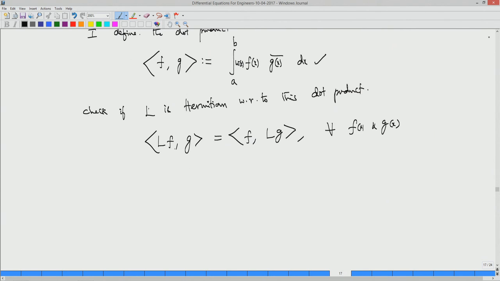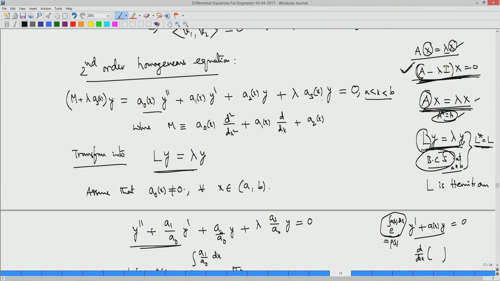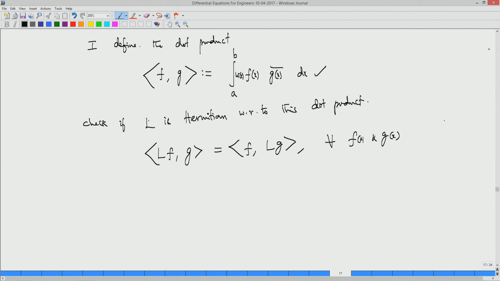Then only is this differential operator L self-adjoint, just like in your matrices. A is Hermitian means A star equals A, and you can directly check with your matrix. That is the same as saying what we defined earlier: (Ax, y) equals (x, Ay). Both are equivalent. So, you want to verify this, and you start with the left hand side. What is the left hand side? You write the integral from a to b of W(x) L f(x) times g(x) bar dx.